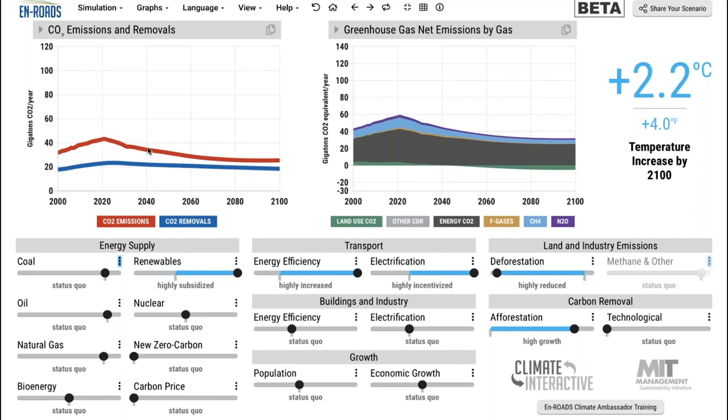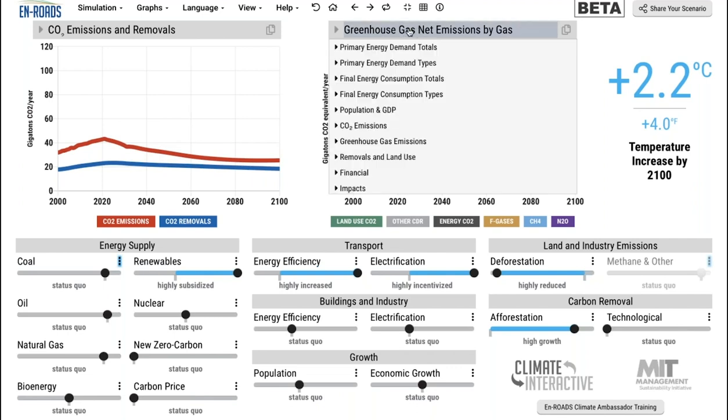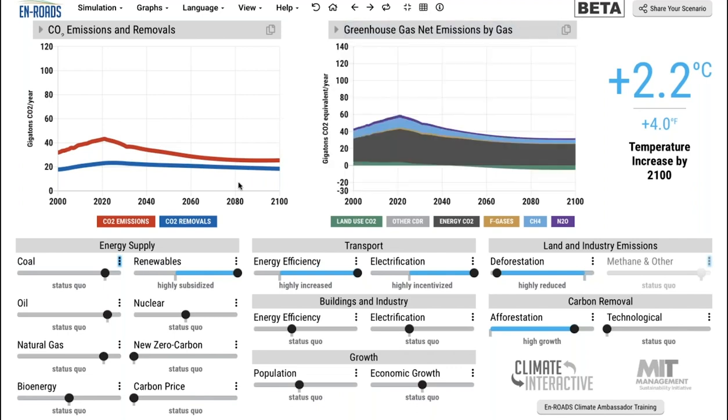And now CO2 emissions, they're getting closer. So we're getting closer to being able to stabilize that temperature change, that concentration of carbon dioxide in the atmosphere, but still not quite yet there. So we need to find a couple more different areas.